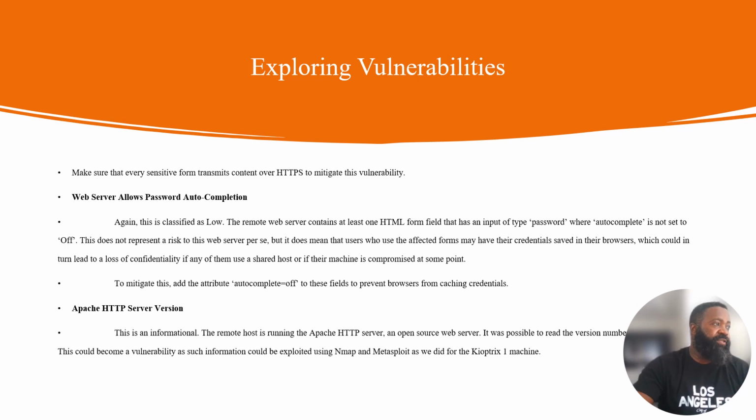So the Apache HTTP server version, this is actually informational, but it can be used as a vulnerability. The remote host is running the Apache HTTP server, an open source web server. It was possible to read the version number from the banner. This could become a vulnerability as such information could be exploited using Nmap and Metasploit, as we did for Cuptrix One machine. I hope you remember that.